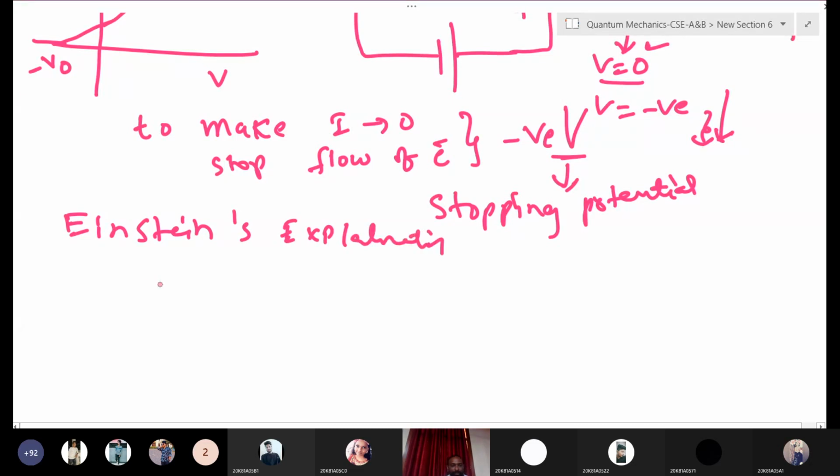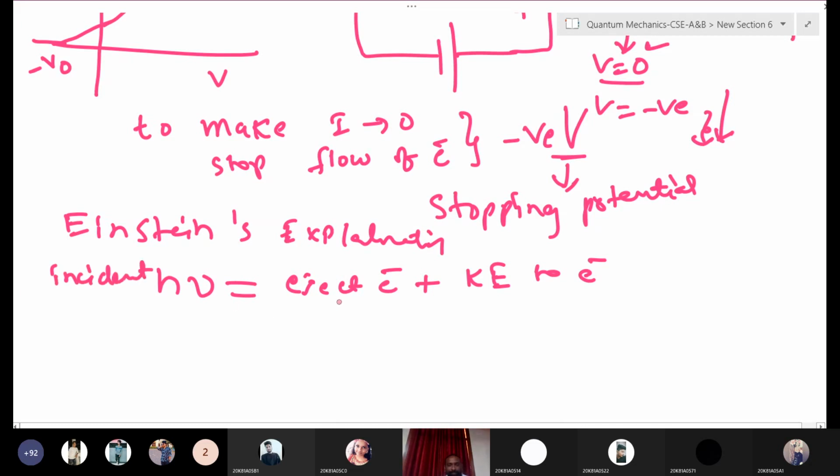Whatever incident energy h nu we have, it is utilized in two ways. One is to eject the electrons, and the second part is giving some kinetic energy to the ejected electrons. That is the incident energy, h nu. It is utilized in two ways: one is to eject the electrons from the metal surface, and the second is to give some kinetic energy to the ejected electrons.